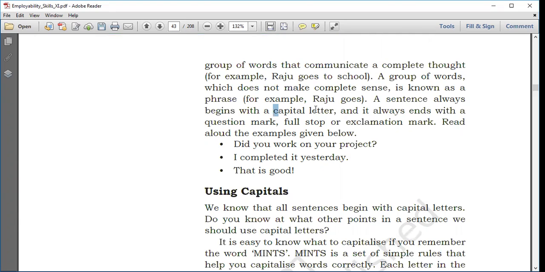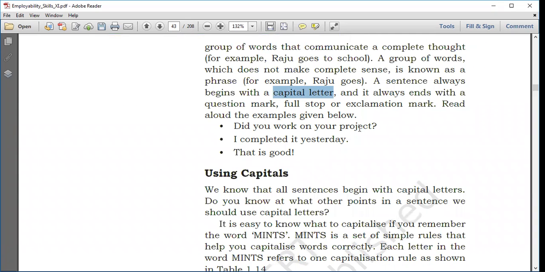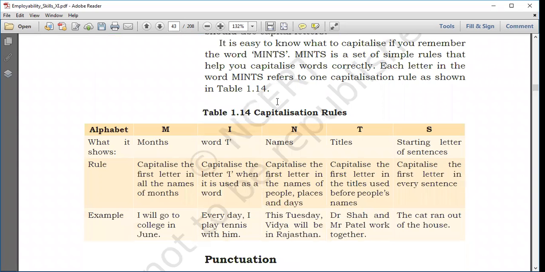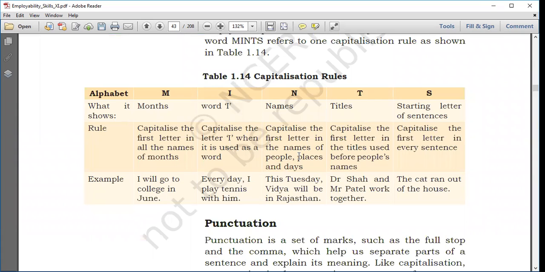Formation में क्या आता है कि capitals, you should be clear about where to use capitals, where not, right, and where to use exclamation marks and all those things. First of all, we'll talk about capital letters. This we have covered also, that there's a rule called MINTS. In MINTS, we check in which part of the sentence we should write capitals. M of MINTS indicates months, I for the word I, N for names, T for titles, and S for the starting letter of the sentence. So these are the places where we put capital letters, right?